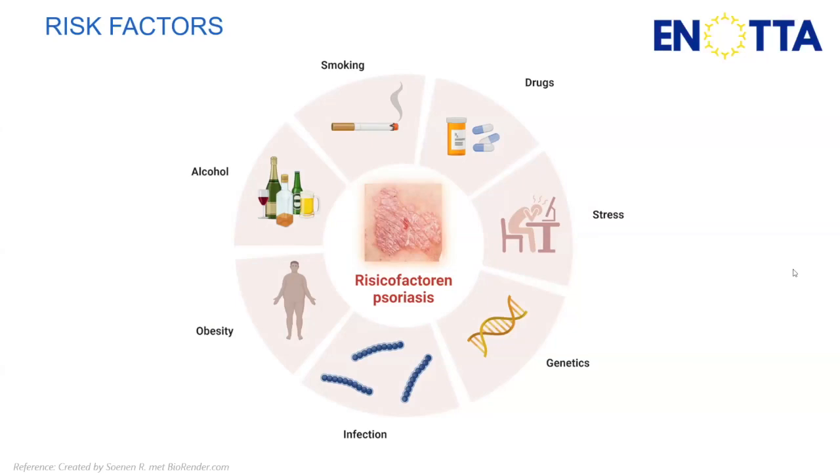Actually, in general, there is a triad of a complex interplay between genetics, or a genetic predisposition, then we have the triggers, and then we have the connection with, of course, the immunological mechanisms. So these three are in a complex interplay. In genetic predisposed patients, triggers like smoking, certain drugs, but especially stress, bacterial, viral infections, but also alcohol and obesity can trigger psoriasis or aggravate an existing psoriasis.